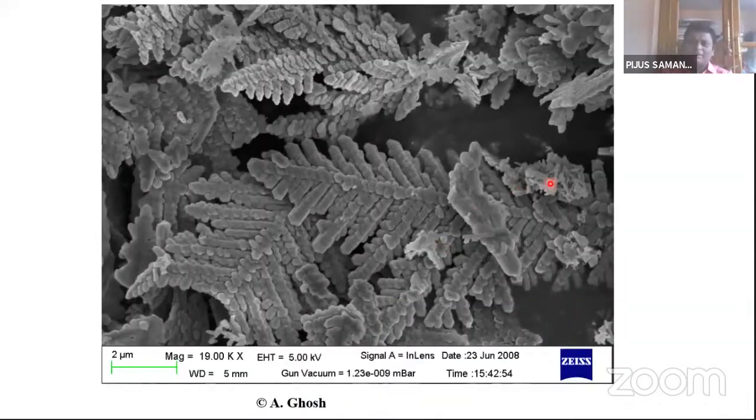Now I am showing another result. This result is from my group. In fact, my co-researchers are there, and we have developed a simple electrochemical method for growing this fern-like zinc oxide. You can see the structure is fern-like, and each of these discs are hexagonal in shape. So actually, this experiment was done in 2008.